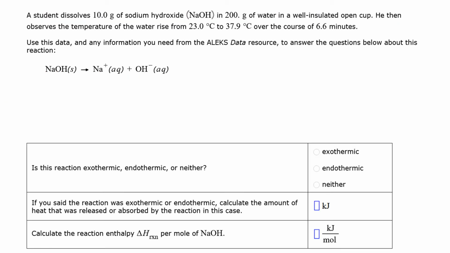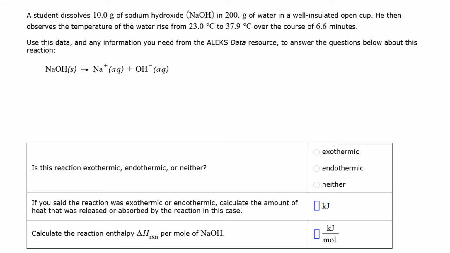The next thing we want to consider is conducting a chemical reaction inside a calorimeter and how that allows us to determine the enthalpy of the reaction that is being conducted. In this case, a student takes 10 grams of sodium hydroxide, dissolves it in 200 grams of water, and observes the temperature change. The temperature of the water, actually better described as solution, rises from 23 degrees centigrade to 37.9 degrees centigrade over the course of 6.6 minutes.